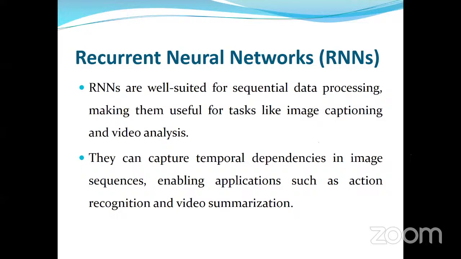So you can use it for video summarization. A person starts from a particular point and reaches a particular point. So you have a video, you have continuous images. You can make it as a video, and for video summarization, we are using recurrent neural networks.